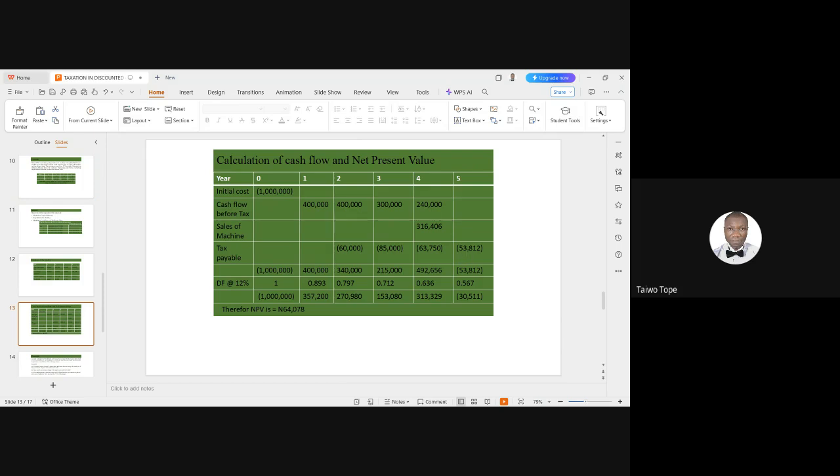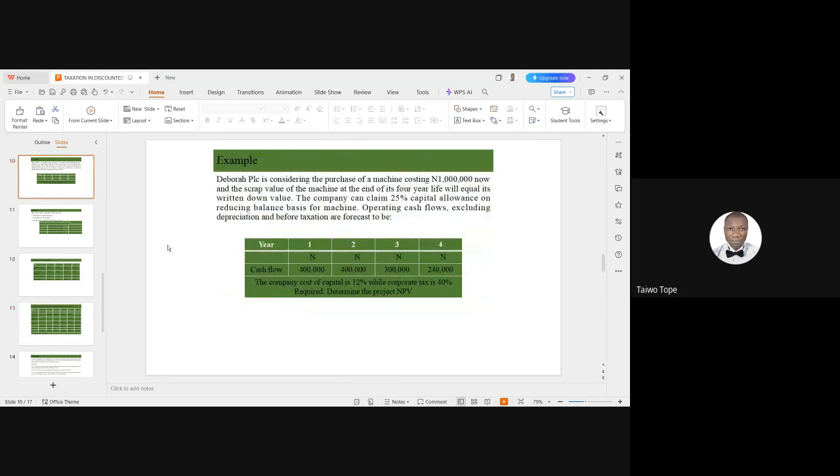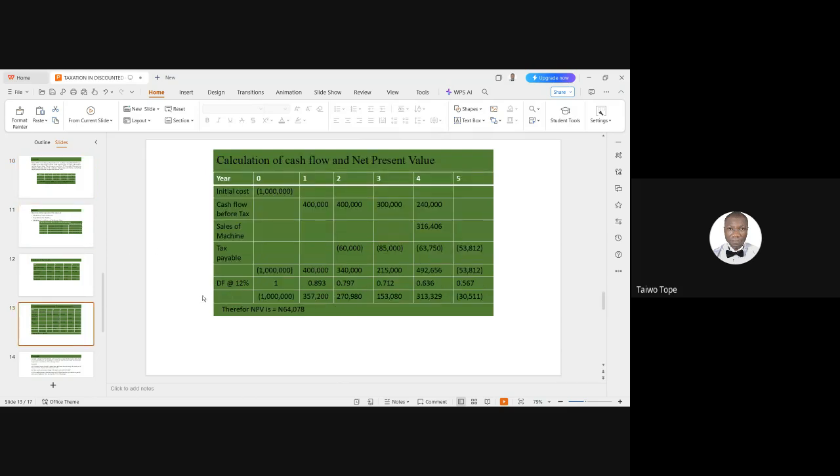In year five, we have the tax elements brought forward from year four. We have the 3,812. Now, the discount factor is what? It is 12%. The company cost of capital is 12%. So the discount factor at point zero will be 1. And in year one, the discount factor of 12% will be 0.893. For year two, 0.795. For year three, 0.712. And for year four, 0.636. For year five, 0.567.